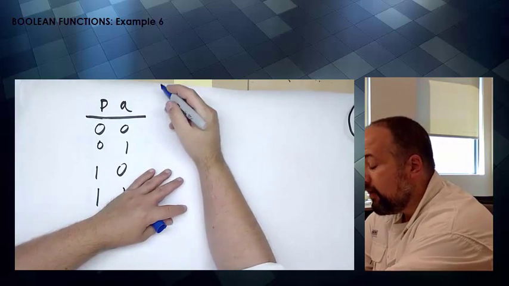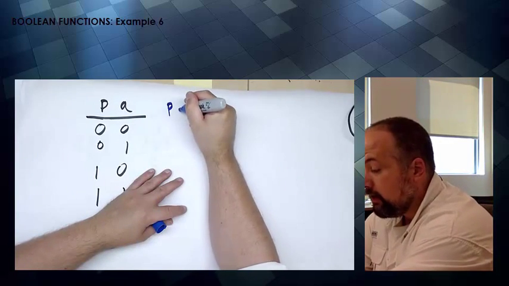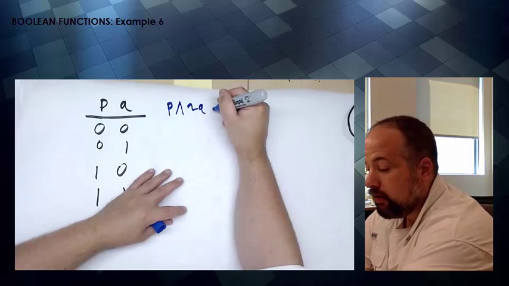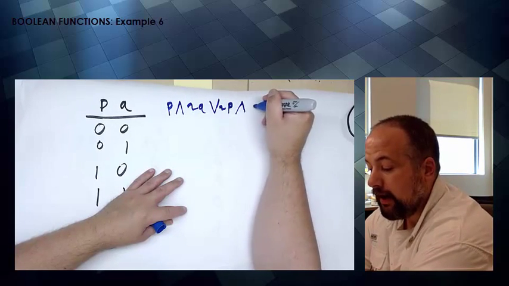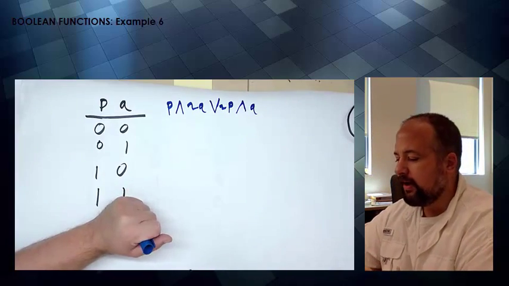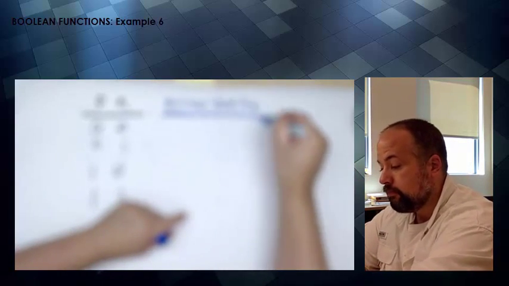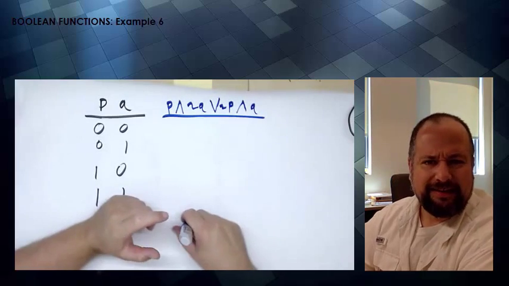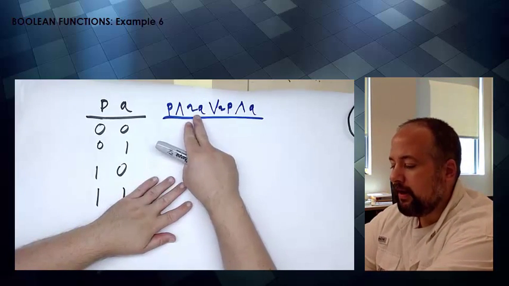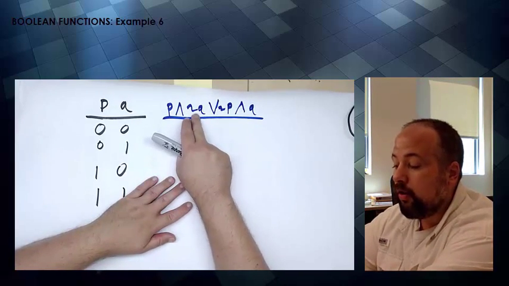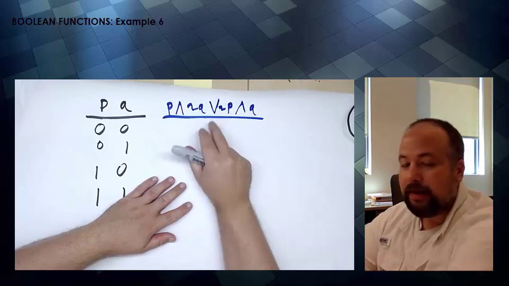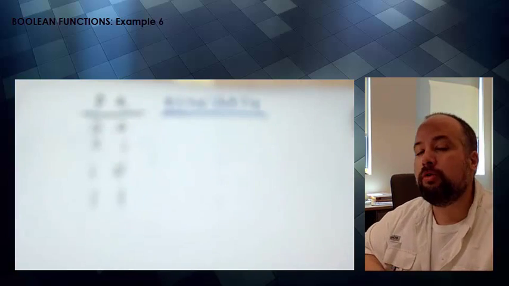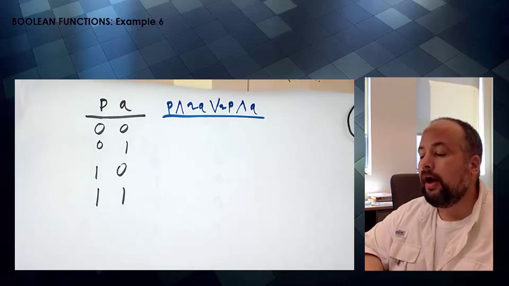So let's define our function like that. What does that mean? Does it mean not Q and P, or not Q and not P, or not P? Which order do I interpret this in?